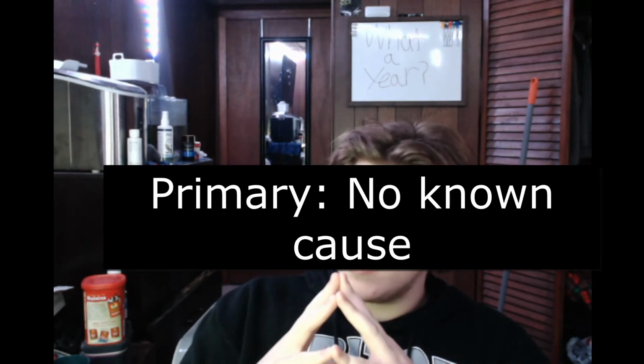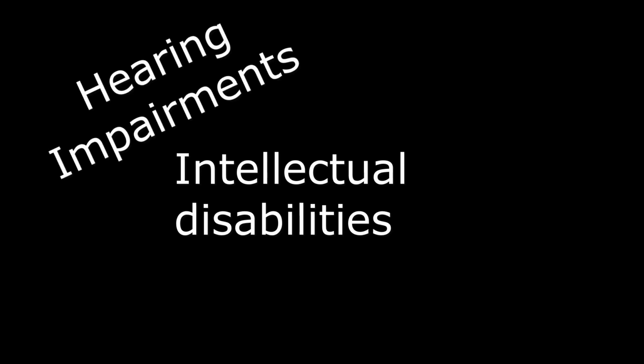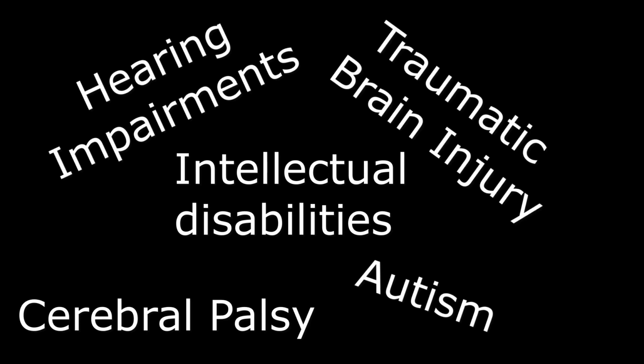A language disorder can be put into two domains, primary and secondary. Whereas a primary language disorder doesn't have any known etiology, a secondary language disorder can be caused by the following. Secondary language disorders can be caused by intellectual disabilities, hearing impairments, autism, cerebral palsy, or traumatic brain injuries.